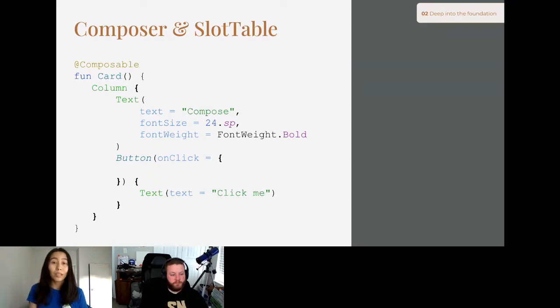And because slot table is a representation of the current state, let's take a look how it gets filled with the information upon initial composition. Let's take a look. We have here a simple composable function card that has a column with a text in it and the button. Within button, there is a text also, click me.